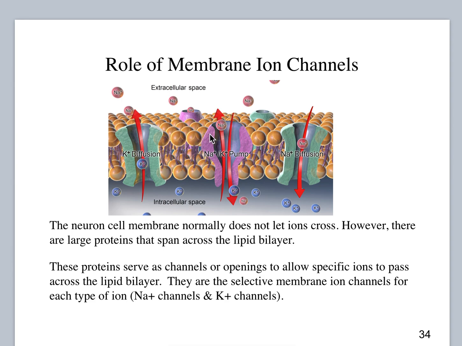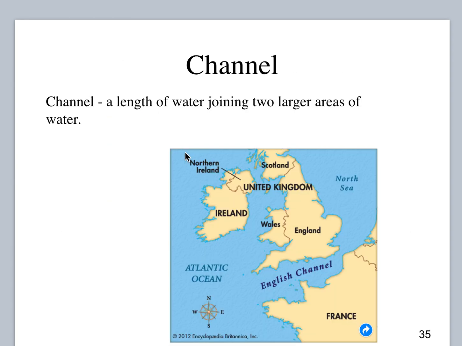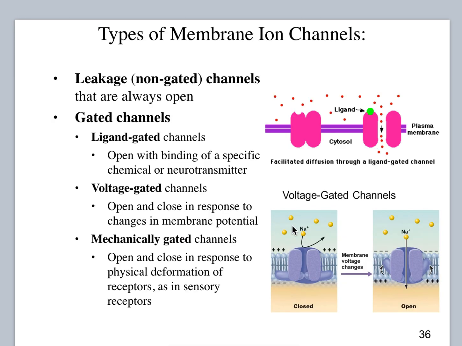These channels are proteins that traverse the entire width of the cell membrane, and they're selected for certain ions. There's sodium channels, there's potassium channels, and they open under certain conditions. Or some stay open all the time, but most of them are open under certain conditions. Just like a channel is a length of water joining two larger bodies of water, like the English Channel joins the Atlantic Ocean to the North Sea, these channels join the extracellular fluid to the intracellular fluid.